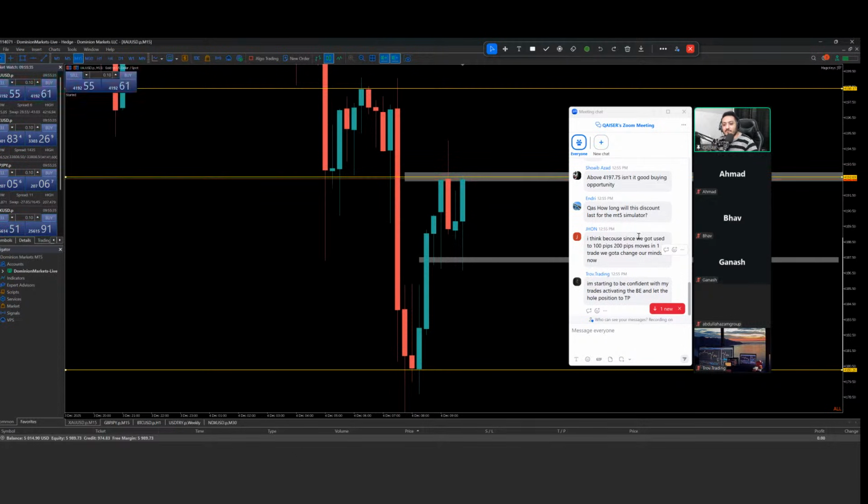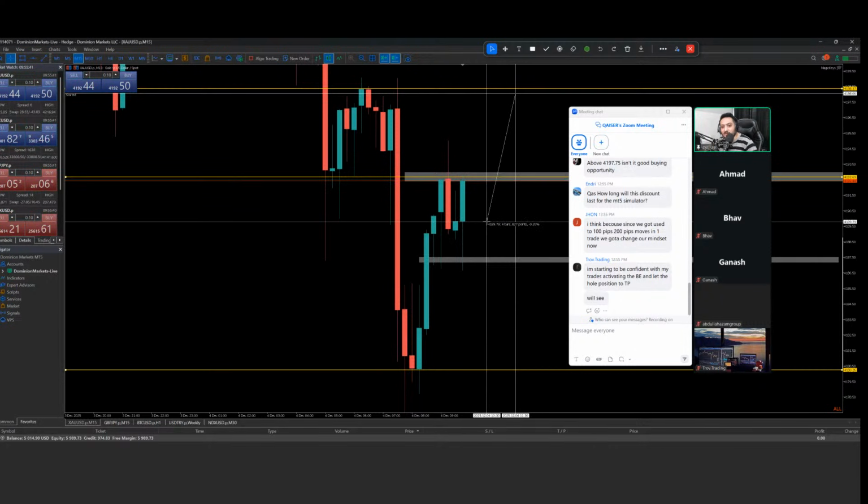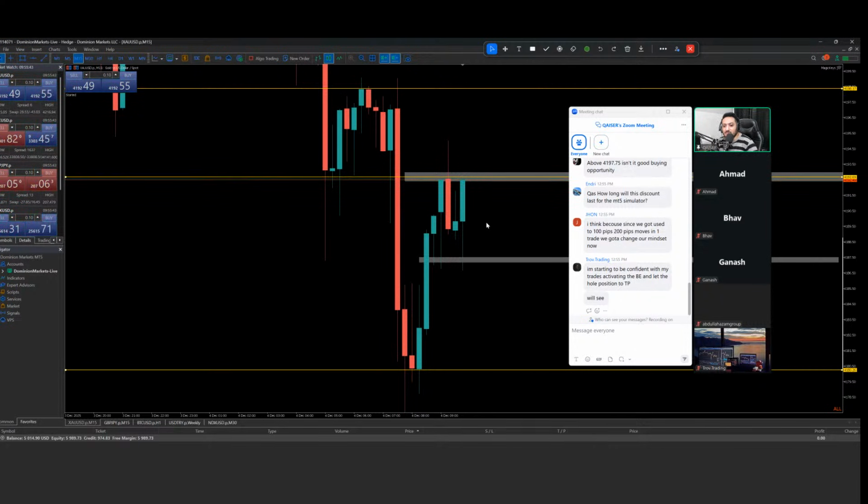Okay, above 41.97 isn't a good buying opportunity. It's far from this area, so you might miss like 100 pips here. If I execute somewhere here, depending on the volume, I will avoid all these things because it's the opening of the London session. I'm expecting the wick to reject. Look at this one, the wick is rejecting and pushing to the upside.